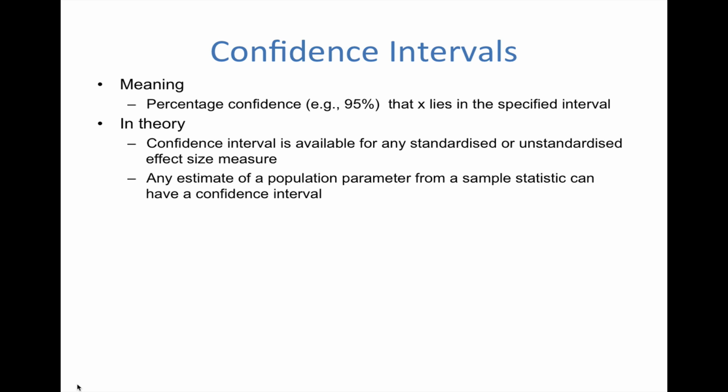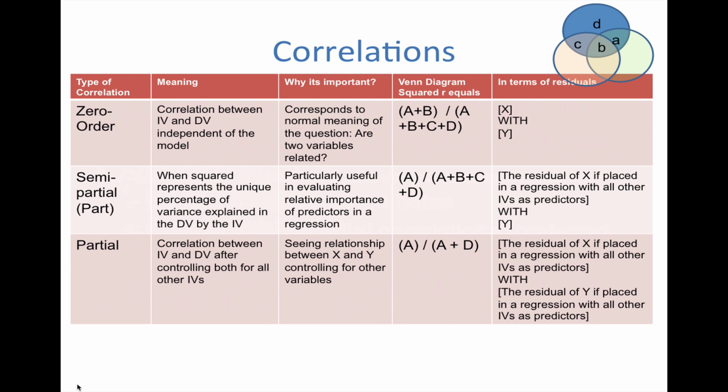You can also quantify the uncertainty of your coefficients, like your regression coefficients, with confidence intervals. So that can be nice to get a sense of what the plausible range of values is. But yeah, I mentioned semi-partial correlations before.